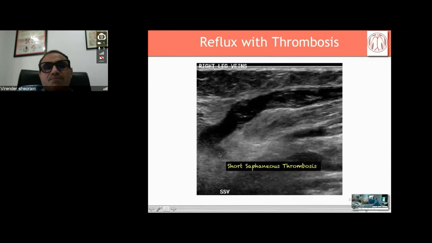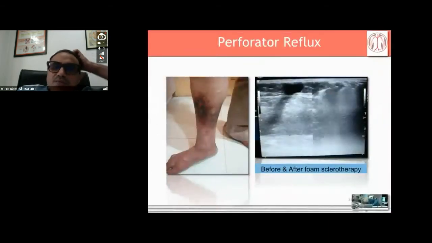So this is again an example of short saphenous vein thrombosis. This is a view in the frog-leg position when we are looking for a popliteal vein. At the same time, you can look for a short saphenous vein, and this is thrombosed along the length till it basically goes and has a confluence with the popliteal vein.